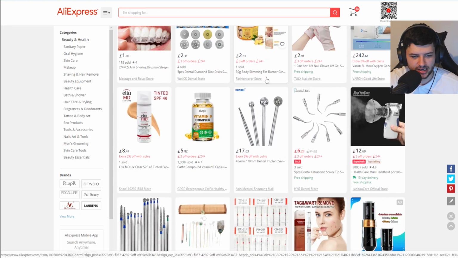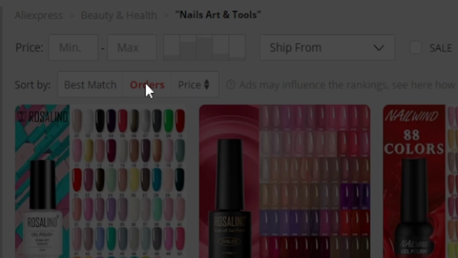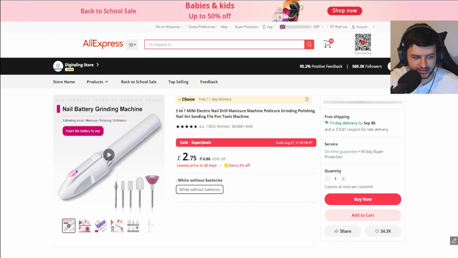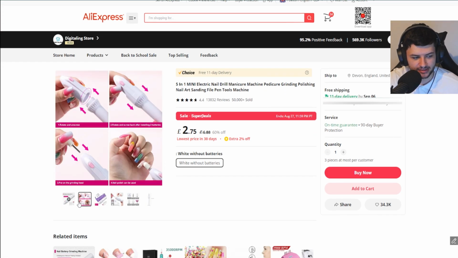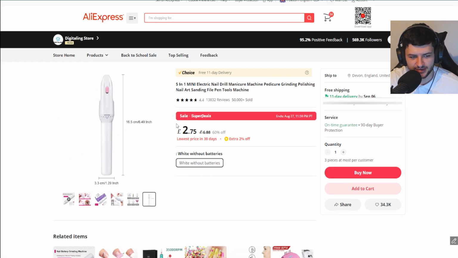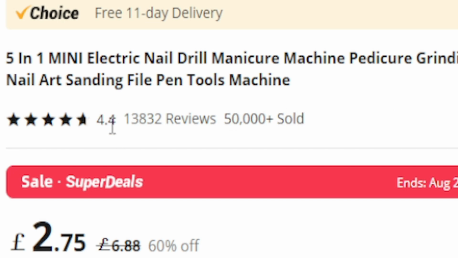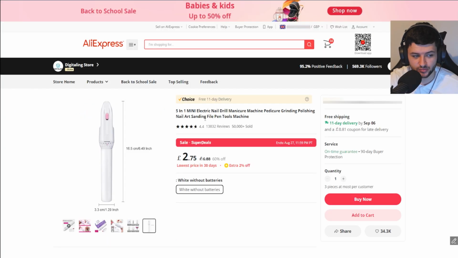Then we have the beauty and health category and the nail arts category, so we can sort this by orders here. We knew that this was a good trend, so we can see here the highest rated product is this 5-in-1 mini electric nail drill manicure machine tool, whatever that means. Basically, people use this for nail art. It's only £2.75 and the shipping is free as well. So this would be a pretty good product to sell, and it's made 50,000 sales and it still retains a 4.4 star rating. So this would be a good product to sell on our dropshipping store if we had a good ad, because it's extremely low cost to fulfill, and we could obviously have a high margin on this. So I'd recommend selling something like this. This would be a good one to start with if you're in that niche.